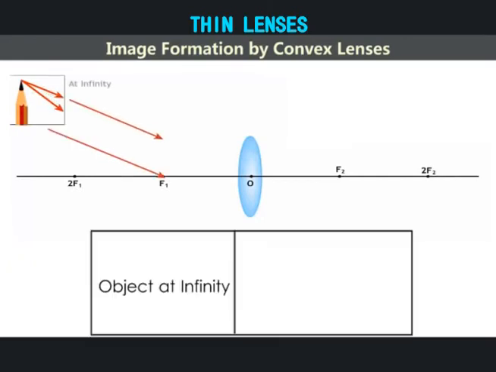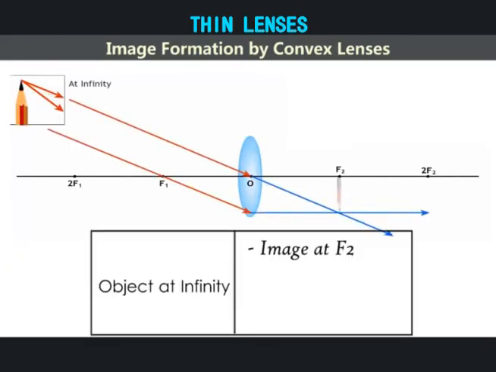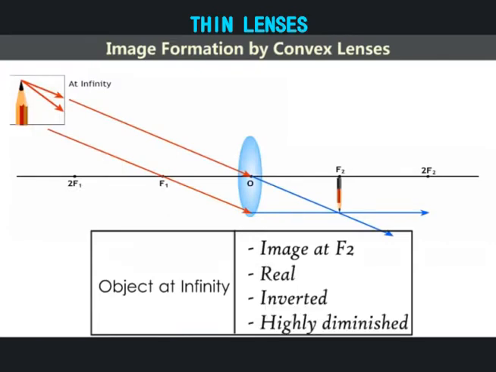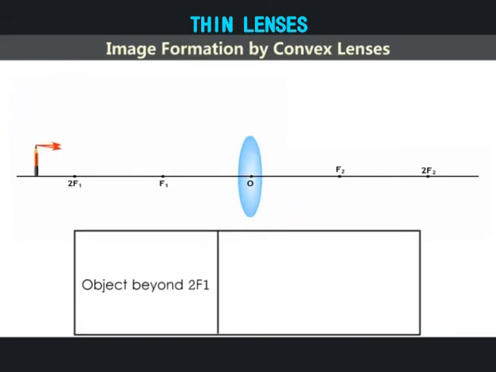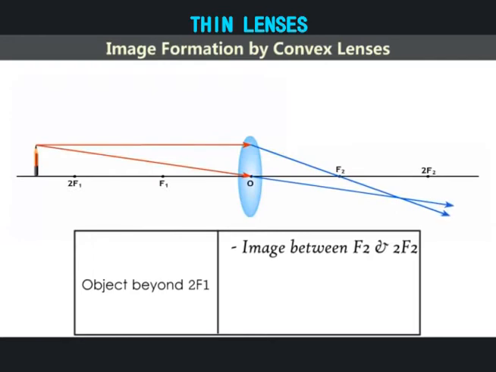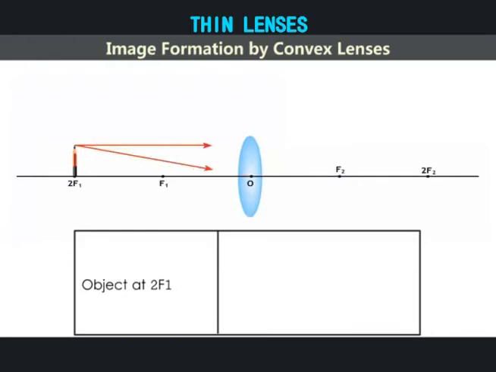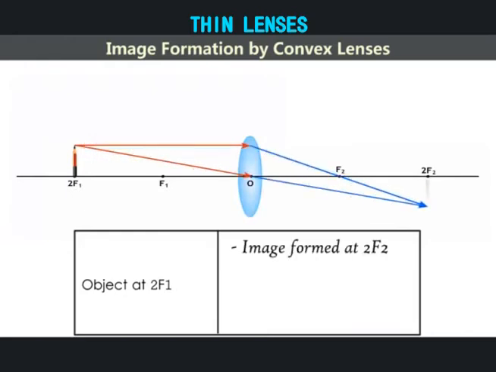When an object is placed at infinity, the image is formed at f2. It is real, inverted, and highly diminished. When the object is placed beyond 2f1, the image is formed between f2 and 2f2. It is real, inverted, and diminished. When the object is placed at 2f1, the image is formed at 2f2. It is real, inverted, and of the same size as the object.